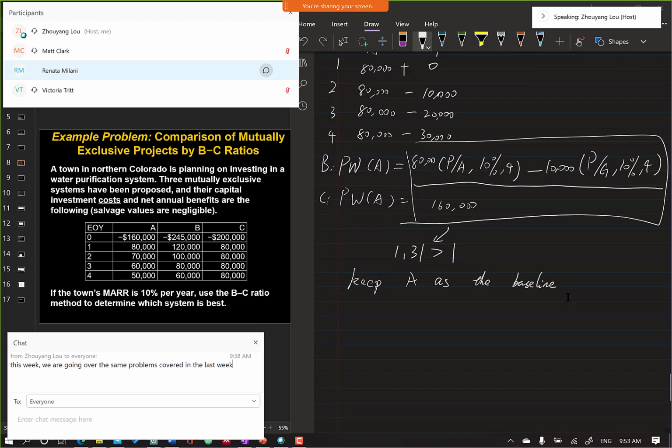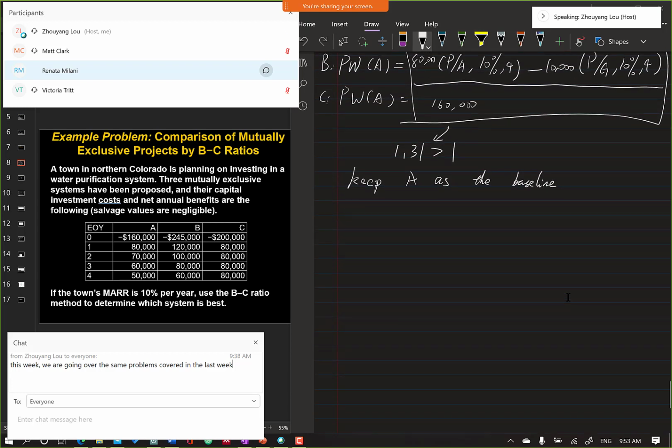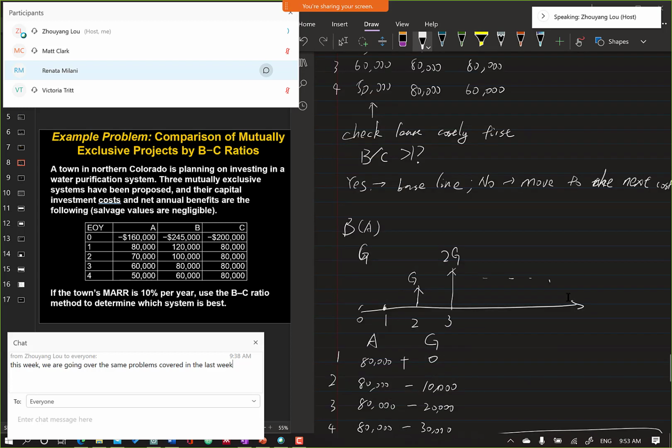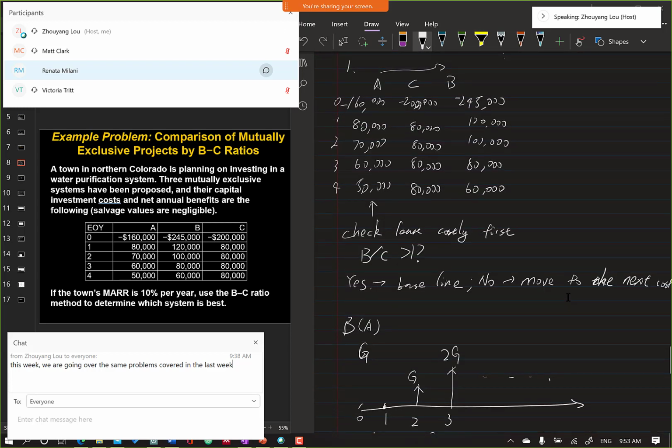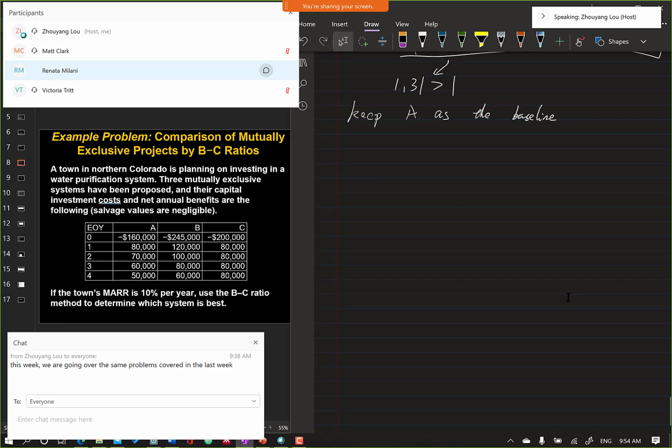So let me continue with the second step. Because we rearranged those alternative projects, the next step will be the next least costly project to be compared with A. So that would be C. So that's step 2. Let me just take some more notation there. So step 2, we want to compare C with A doing the incremental benefit cost ratio analysis.